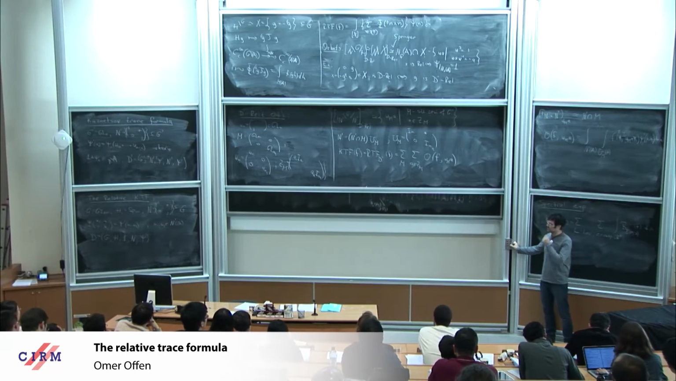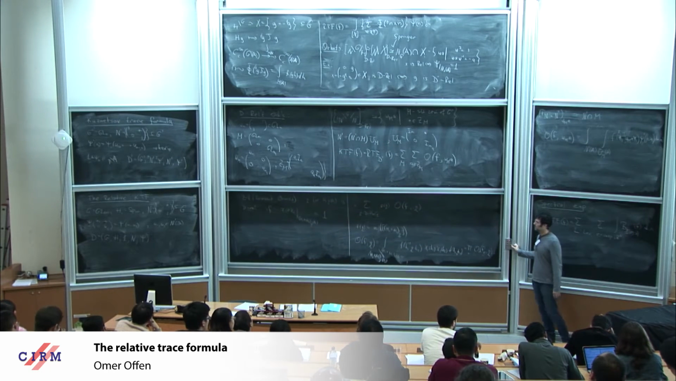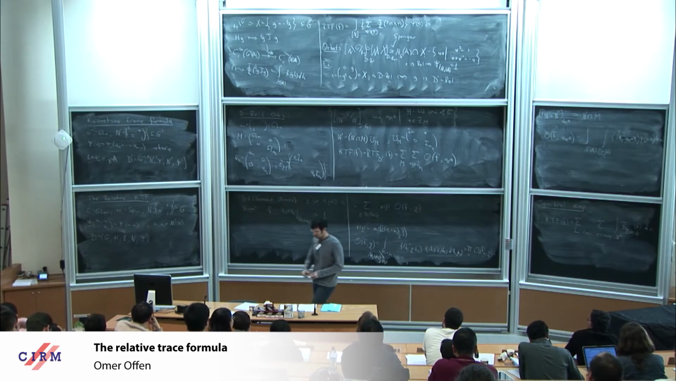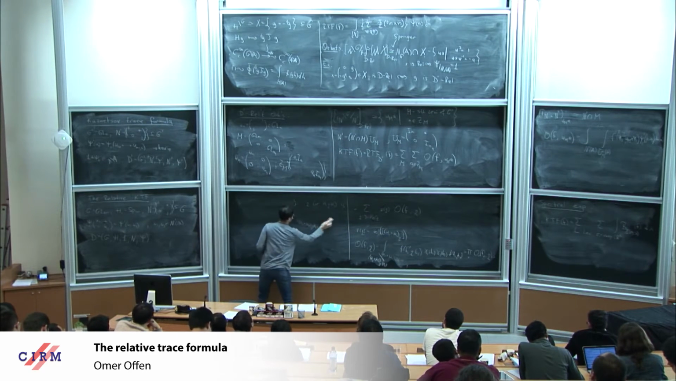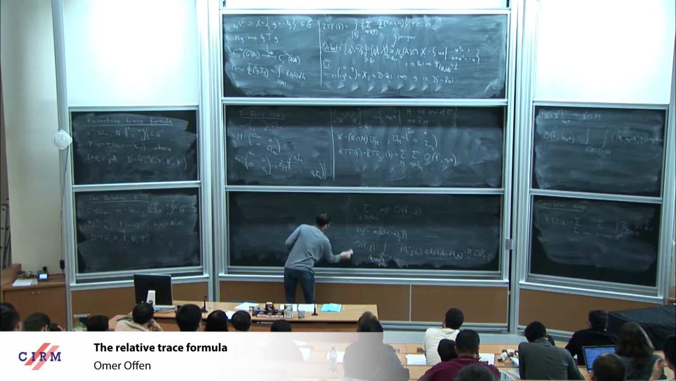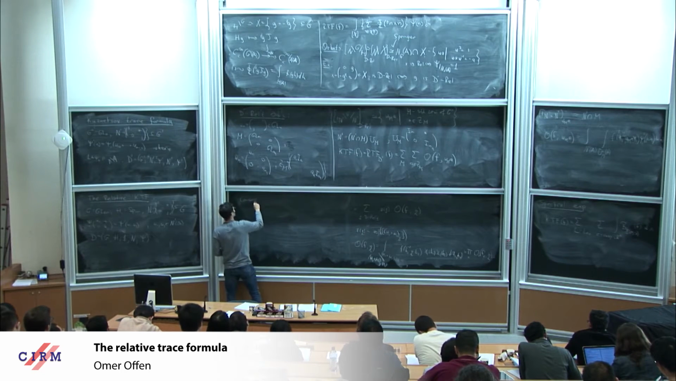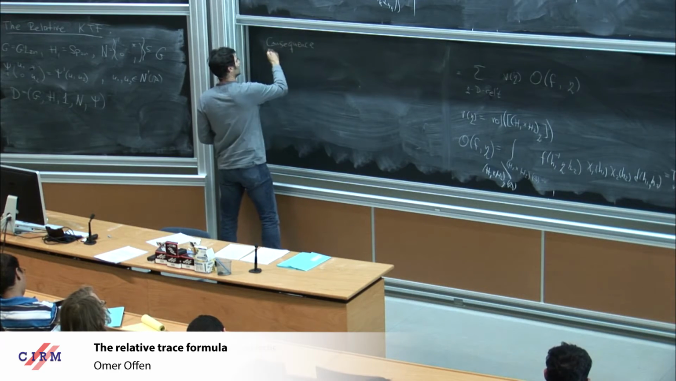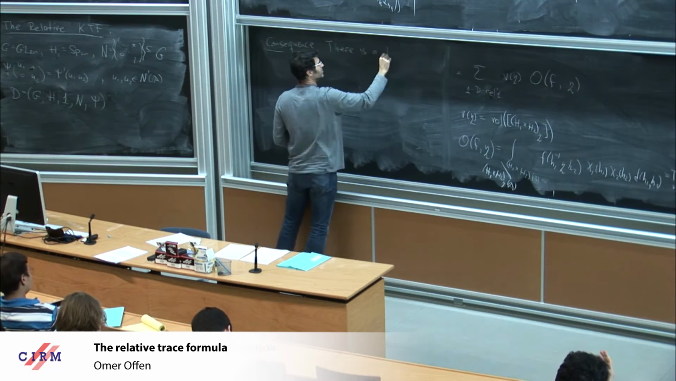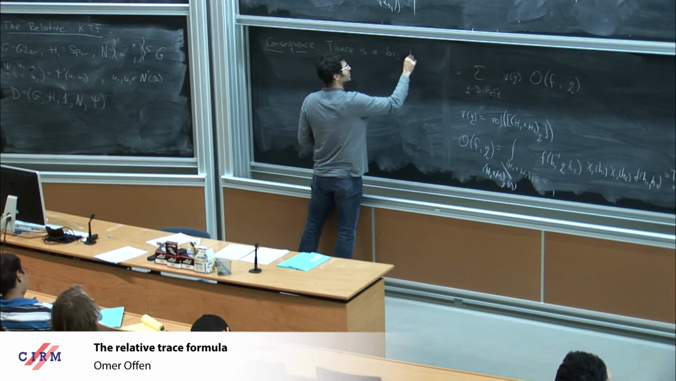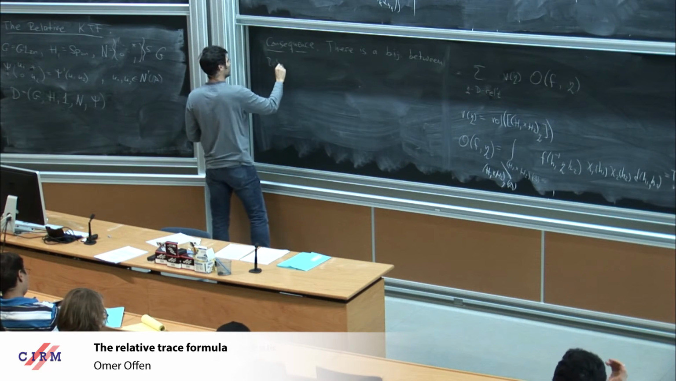So there is a relation between relevant orbits in the two settings. And in fact, using this exercise, this is one step, and one can get a consequence, which is that there is a bijection between relevant orbits.